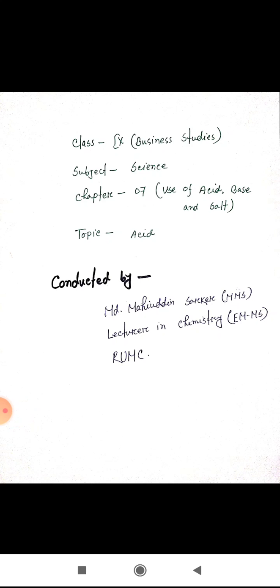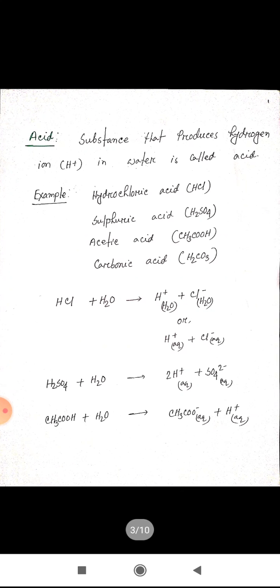I have made a lecture on subject science, chapter 7, chapter name: use of acid, base and salt, and topic name: acid. Now I am going to talk about the contents of acid, use of acids, misuse of acids, loss and social effects. So let's start.